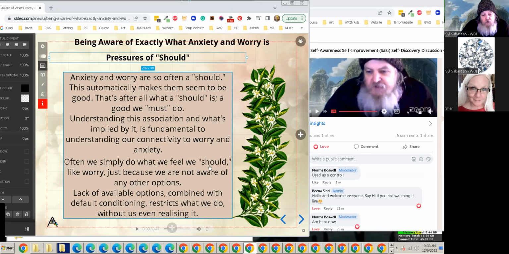Often we simply do what we feel we should, like worry, just because we are not aware of any other options. Lack of available options combined with default conditioning restricts what we do without us even realizing it. So this is the key point that this program is about, of course: awareness, showing you options, showing there are more options than anxiety and worry.